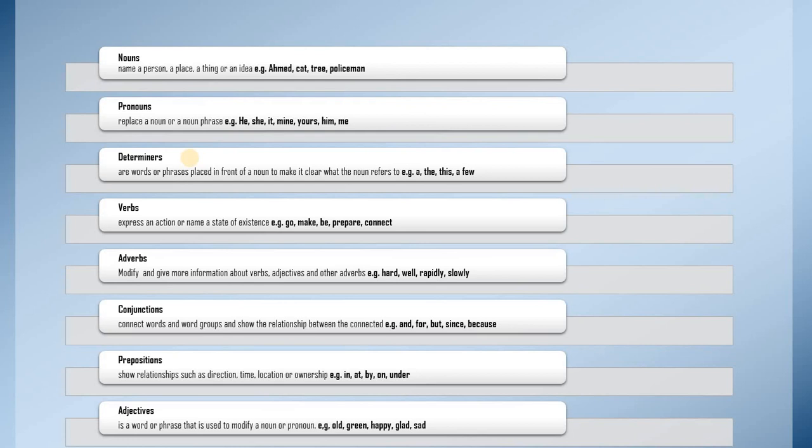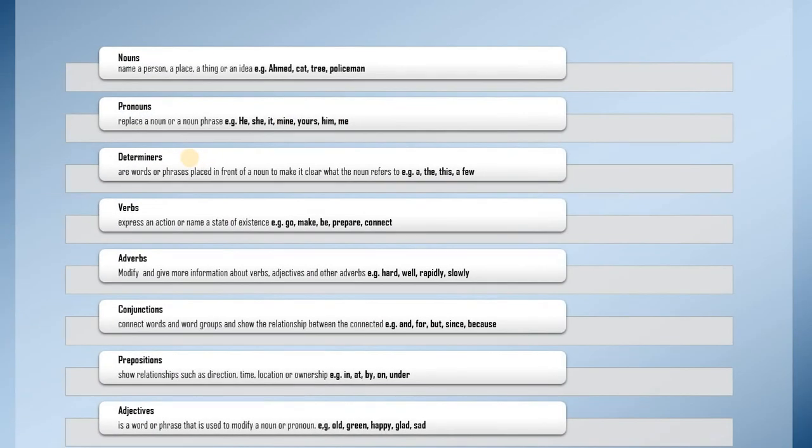Adjectives are words normally used to modify a noun or pronoun. So the adverb is used to modify the verb, adjective, and other adverbs, while the adjective is used to modify either a noun or a pronoun. So I say, she is old. It is green. I am happy. For example, the cat is sad. So here it modifies either a noun or a pronoun.